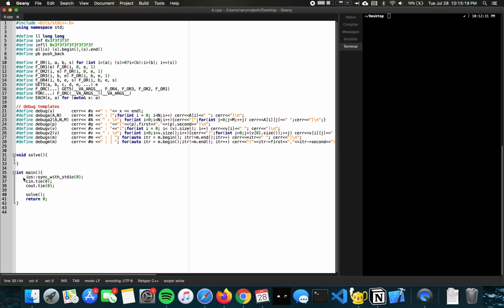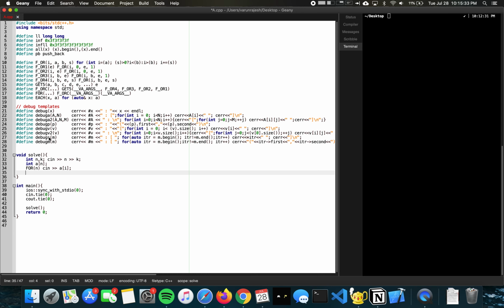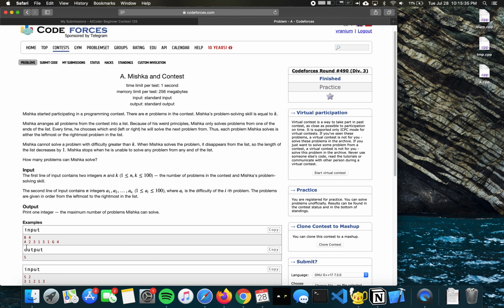So how do we solve this? First we're given n and k, and then let's read it into an array called A. Now what we can do is go from both ends and see how many in a row she can solve.